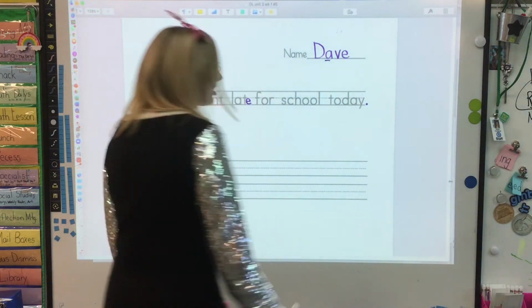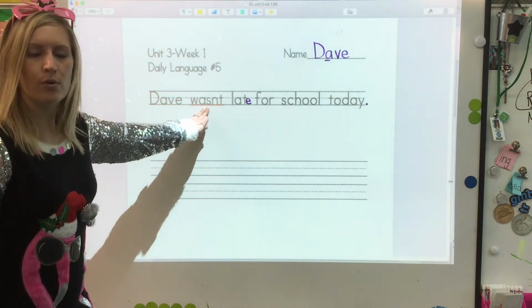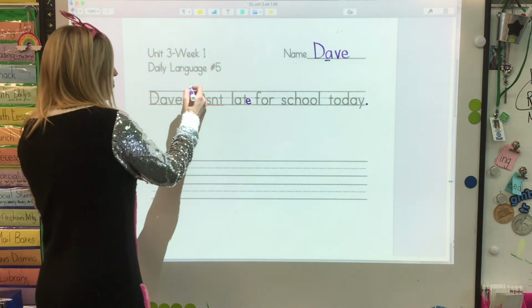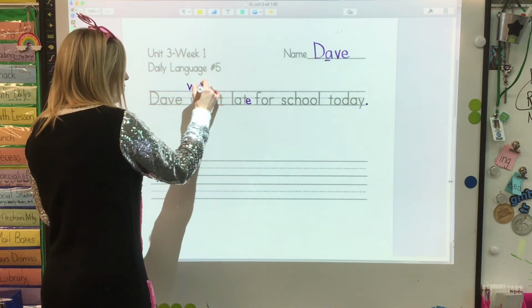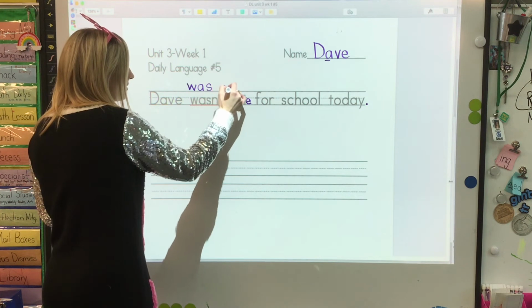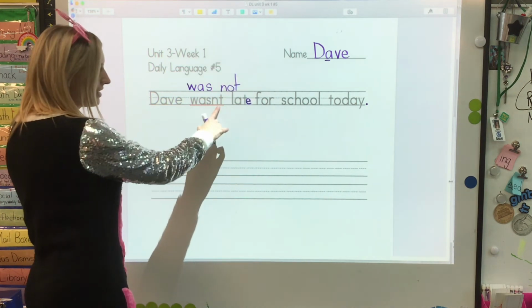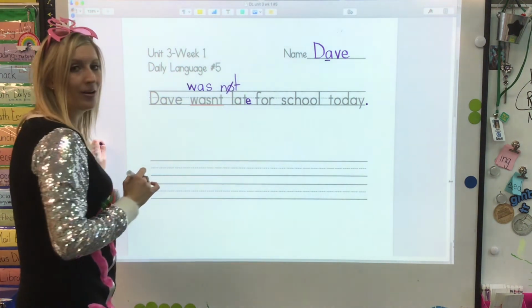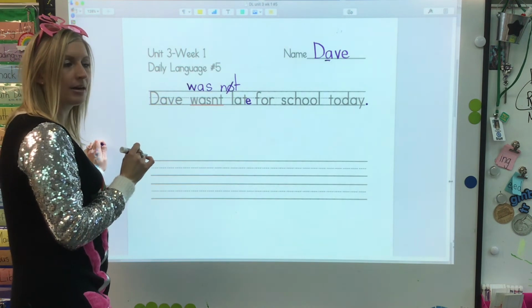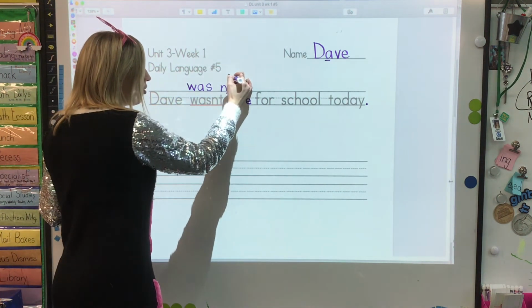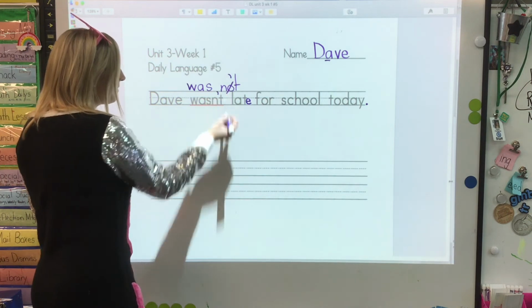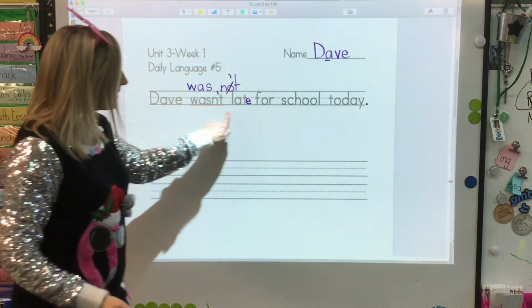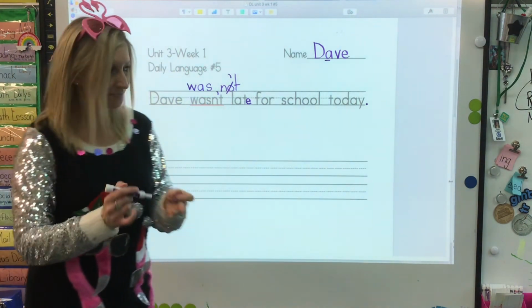Now, looking at the contraction wasn't, we've learned about the apostrophe. Before this word was wasn't, it was was not. Look at what letter is missing between the N and T. We do not need the O since I do not hear it in wasn't. I replace the O with an apostrophe, so I must place an apostrophe between the N and the T. Dave wasn't late for school today.